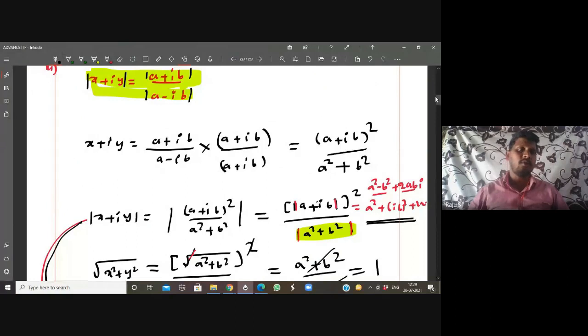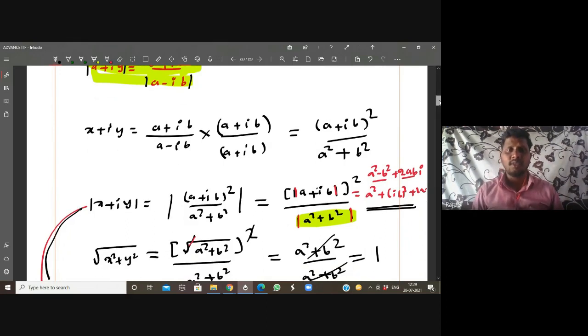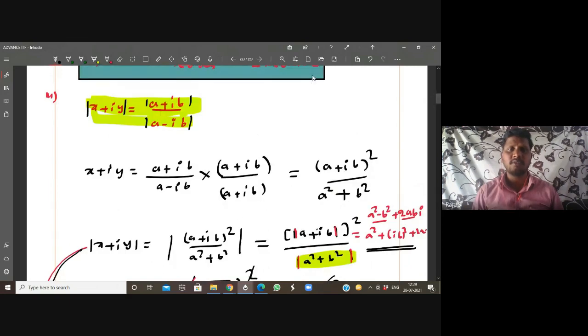See, it depends on the marks. The same question may be asked for 2 marks, 3 marks, or maybe 5 marks. If they ask for 5 marks, we cannot do the direct step; we cannot apply modulus directly on both sides. If they give it for 2 marks, we can directly take modulus on both sides and complete it.